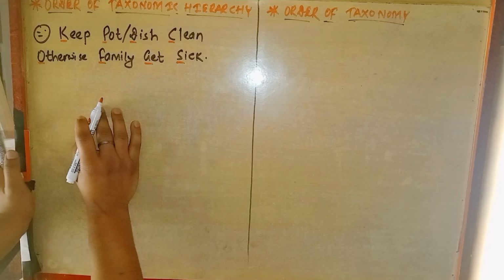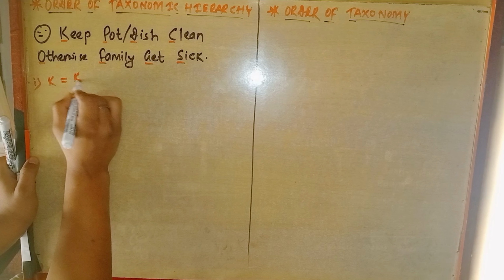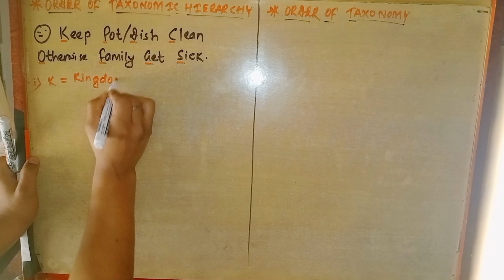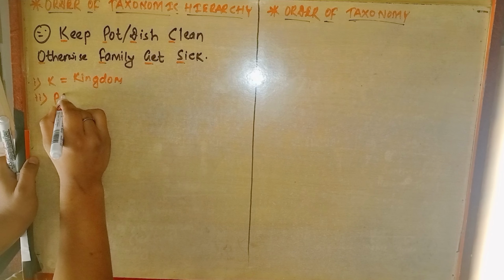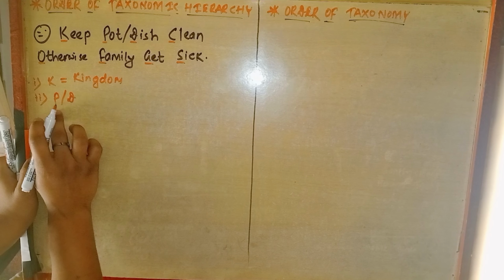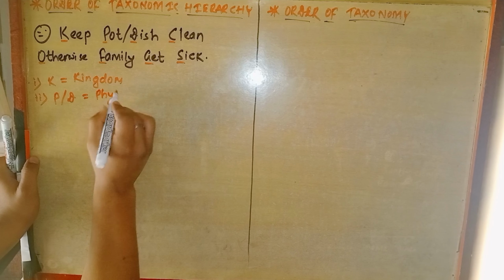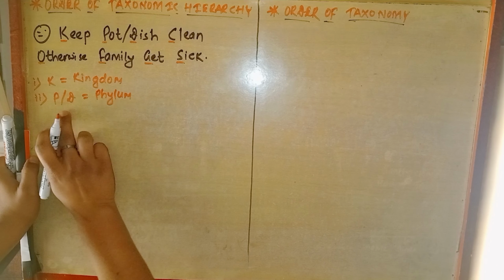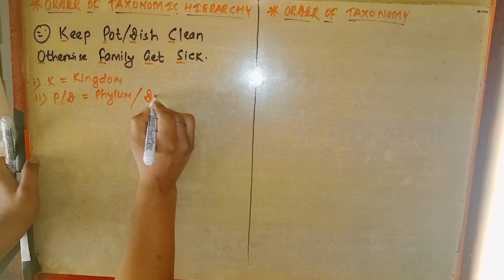KPTCOFGS. So in first we have K. So K means kingdom. In second we have P or D. So these both are in same order. Phylum. In animal we use phylum. And while classifying plants we use division.